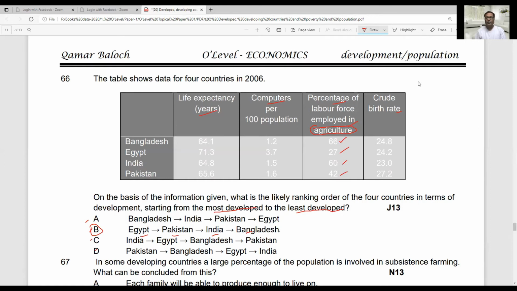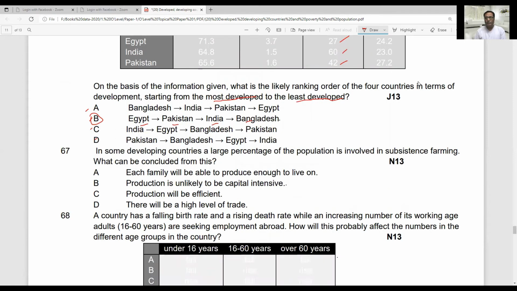You can also evaluate other options as well, and you will find that option B is verifying every condition. In some developing countries, a large percentage of population is involved in subsistence farming. What can be concluded from this?